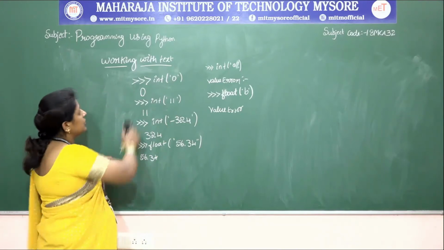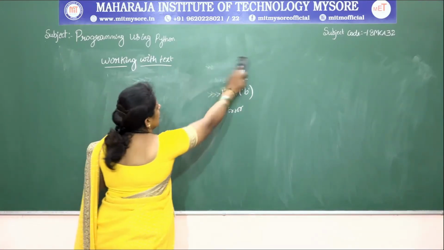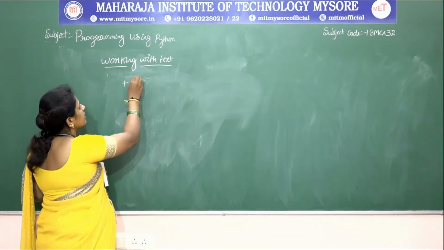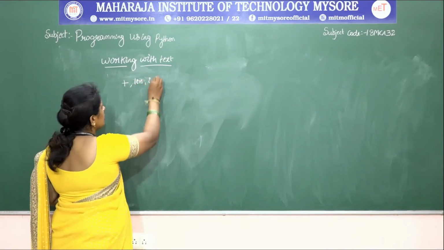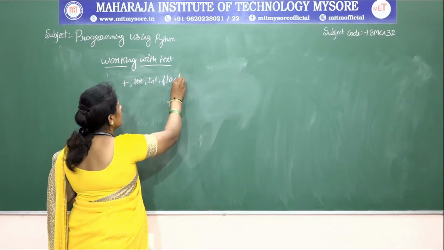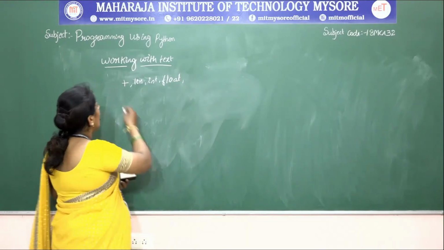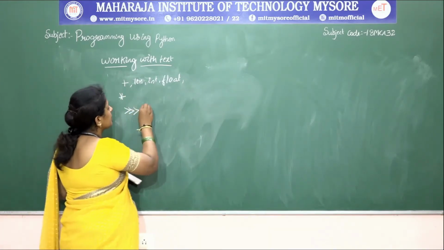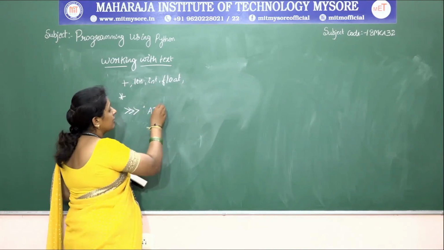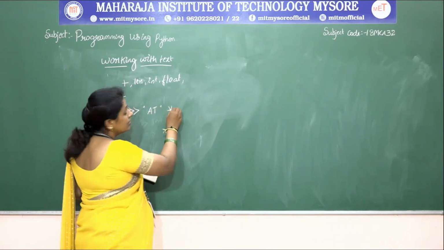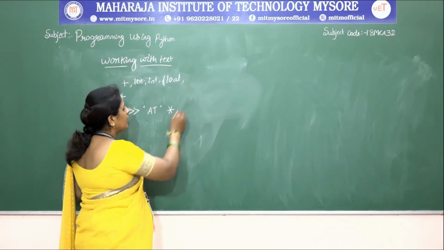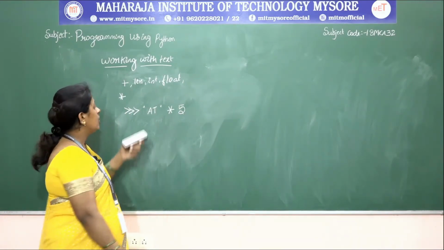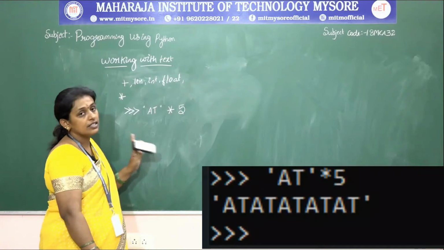As of now, with respect to text, we have come across the operations that can be performed on strings. We have learnt plus, then len, then int, then float. Okay. Next, consider the operator star. Let's take an example. Within quotes I have taken "at", and I am using the operator star with a value of 5.